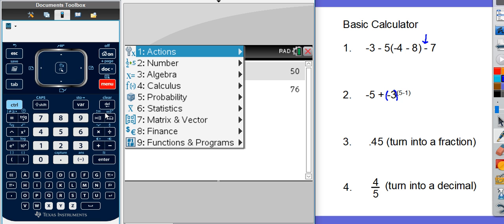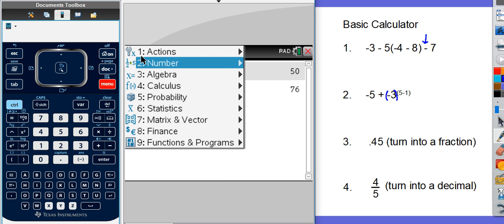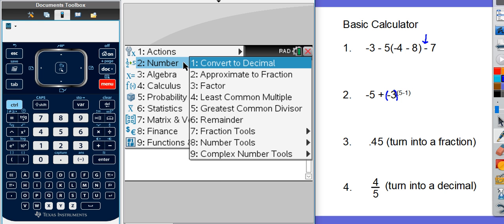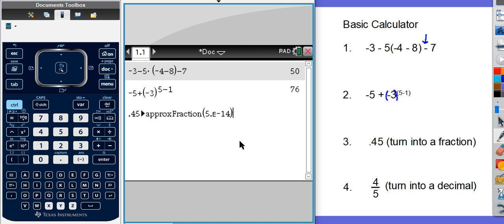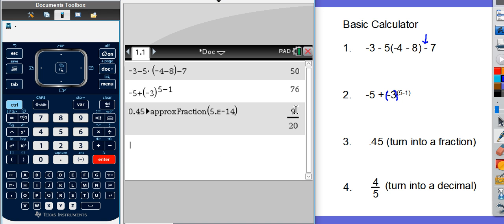So we're going to click on this menu, okay, and it gives us a few different things. We're going to look at number. We want to do something to the number. Well, what do I want to do to this number? I want to approximate to a fraction. I want to turn this into a fraction. So we hit that, and it's going to put this up. And I know this right here looks really weird, but once you hit enter, it will convert our decimal over to a fraction, which is all we really care about. But even though this looks a little weird, the fact that it converted it over to a fraction is what we needed.